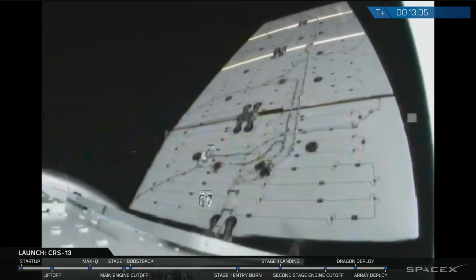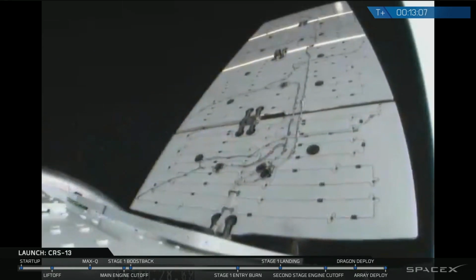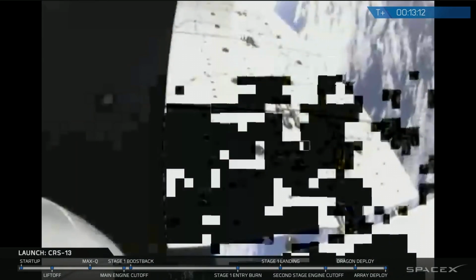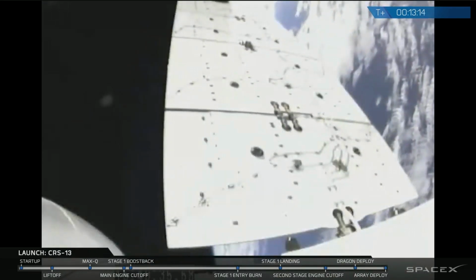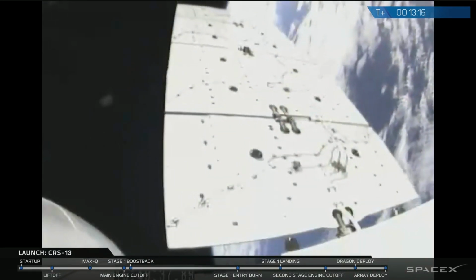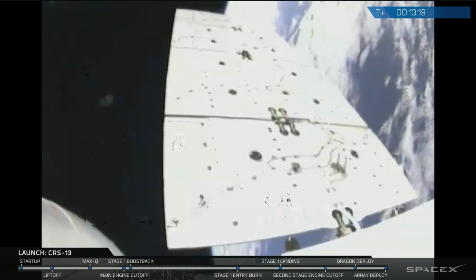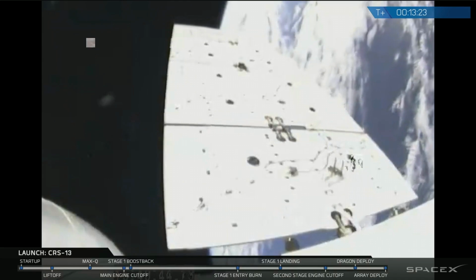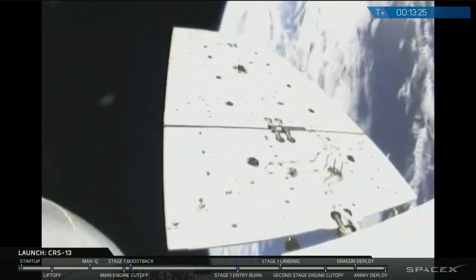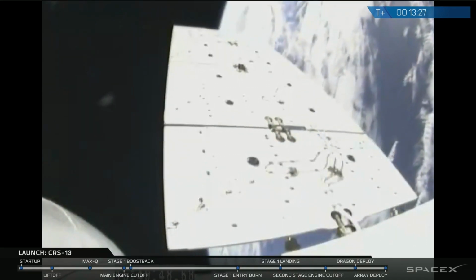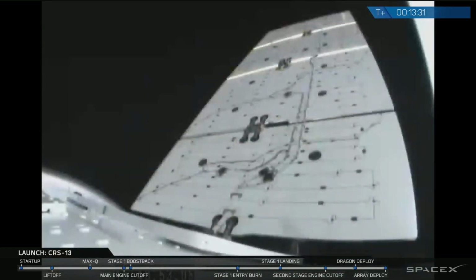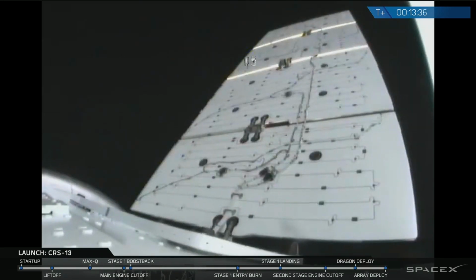Which is the more modern and safe alternative to a classical docking. And we have successful solar array deployment, so Dragon is now fully powered, electrically speaking. However, it is about to pass over an area with little to no radio station coverage, so it's expected that we lose the live stream from the Dragon itself very soon.